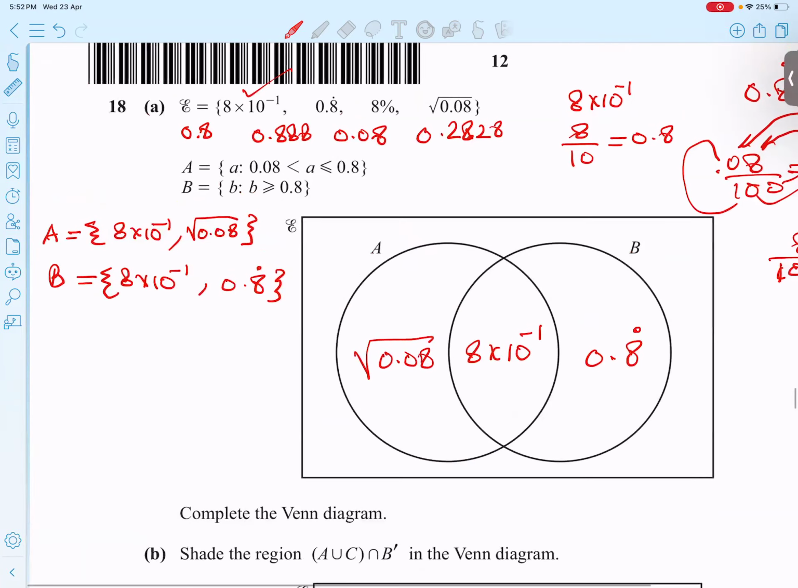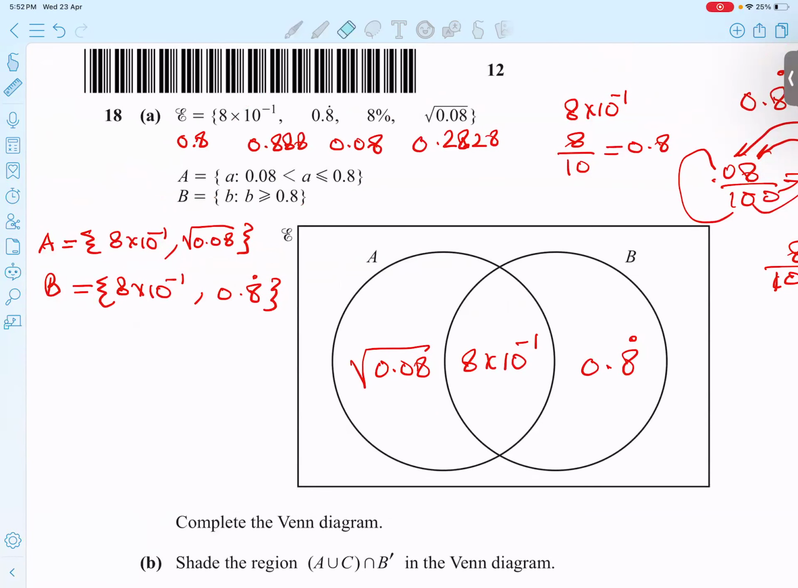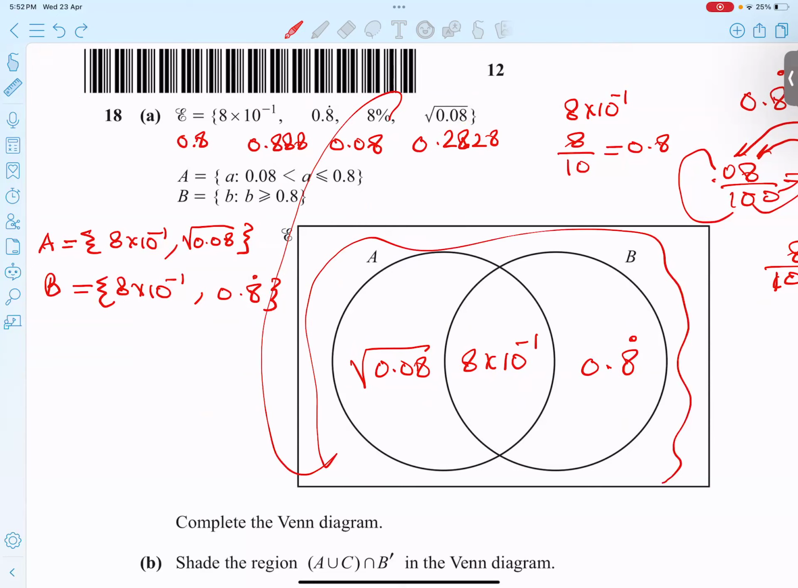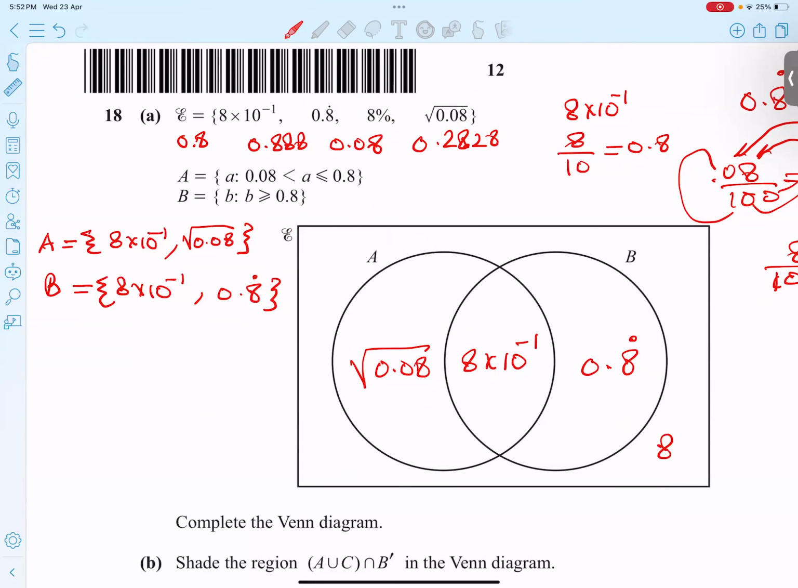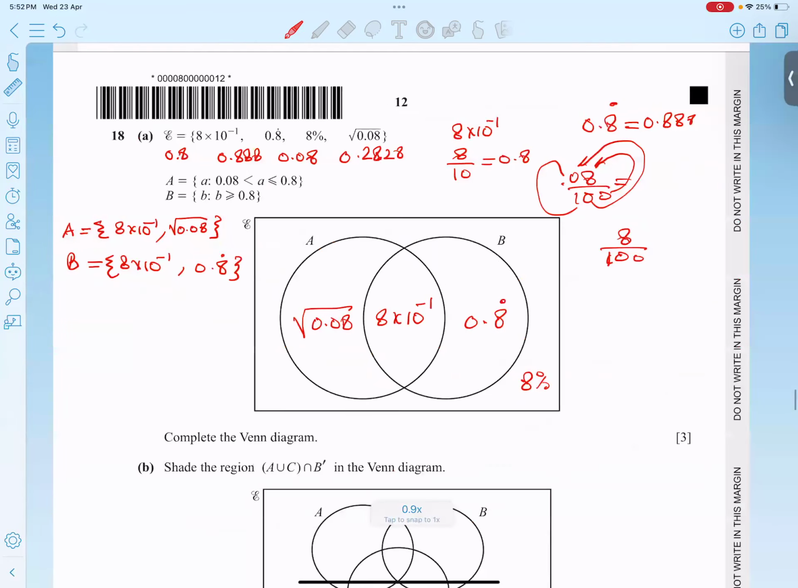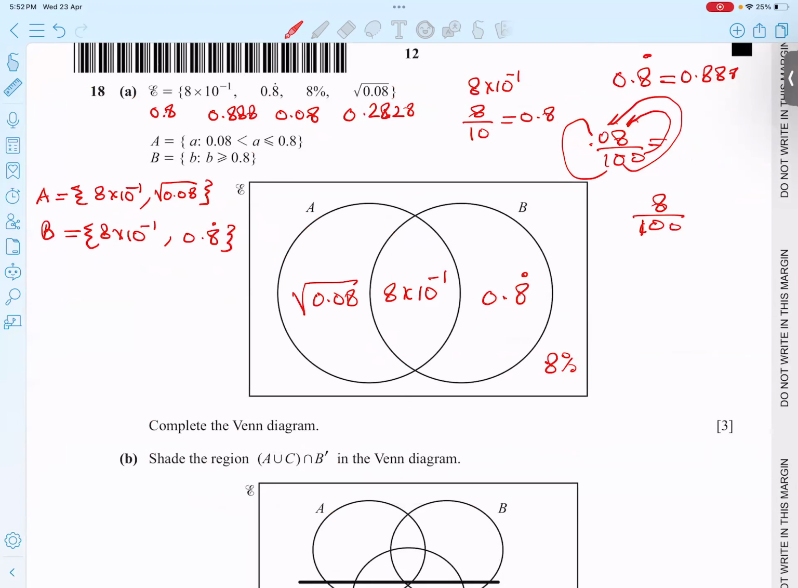Now, students, which number is left? Look at the top. This is done. Yes, done. What about this? Done. What about this? Done. What is left? 8%. I will write it outside anywhere. So I'm writing 8% here. I think this question is completely over.